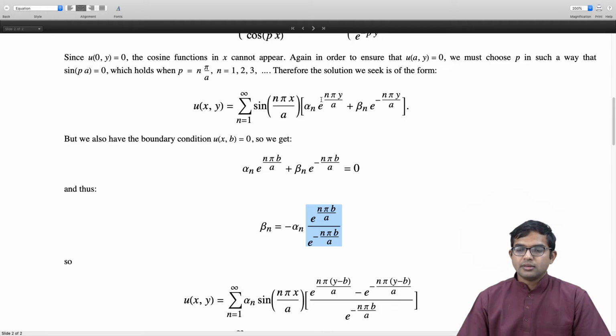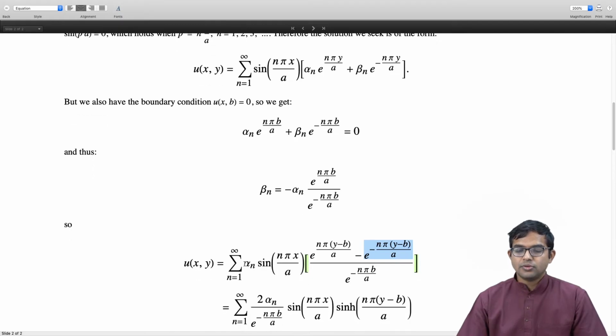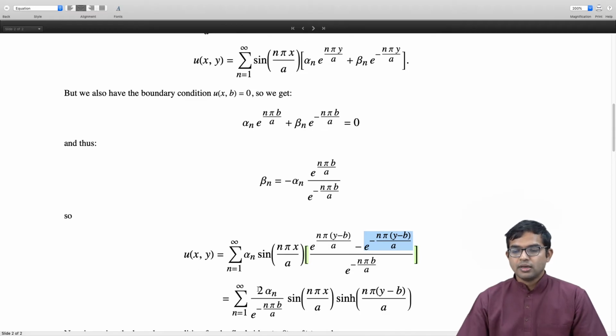Now you can rewrite this, bringing it to the numerator as well in this manner, and then you can pull out this alpha n. Therefore, if you multiply both numerator and denominator by 2, you have 2 alpha n divided by e to the minus n pi b by a, sine of n pi x by a, which you leave as it is. Then we have exponential of this stuff minus exponential of negative of the same stuff, divided by 2.